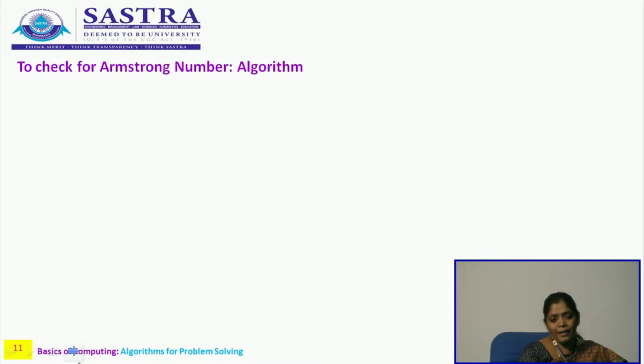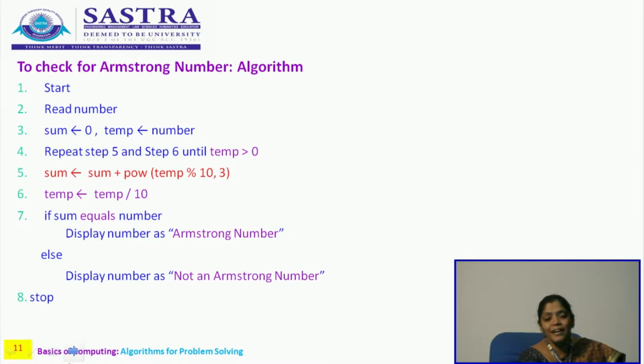So as we saw already about the problem, it has to be 1 cube plus 5 cube plus 3 cube. That means we must be able to extract the digits separately. So first we have to extract each digit separately and cube each digit separately, and finally add them in one variable, and then compare that variable with the actual input entered by the user. If both are same, then we will declare that as an Armstrong number, otherwise we will say it is not an Armstrong number. So this is how the algorithm must be developed for this.